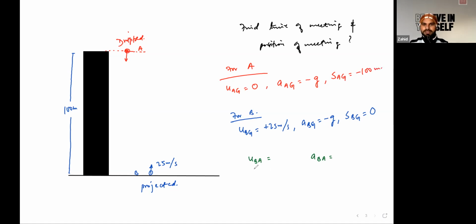Now, try to find initial velocity, initial acceleration, and initial displacement with respect to B. And then put all the values in the second equation of motion. You will get time.